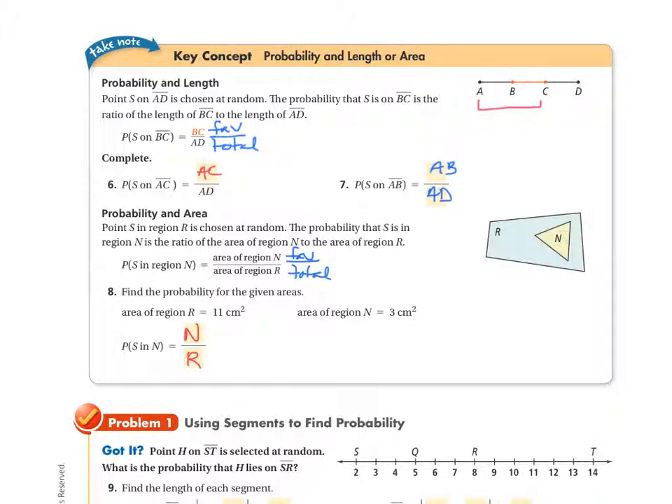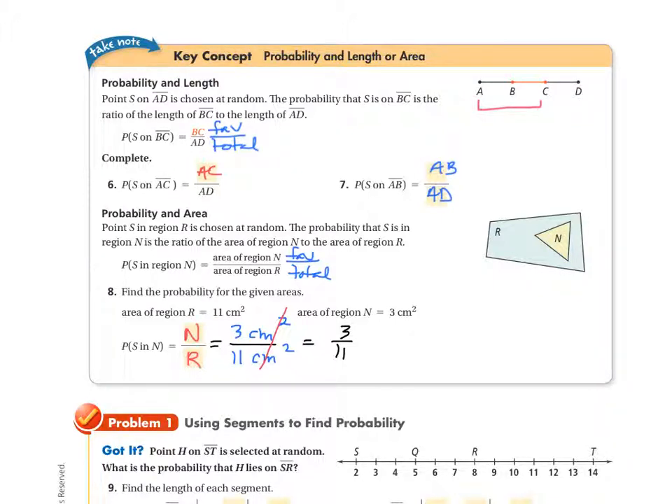And then, they've given us some values here. If the area of region R is 11 centimeters squared and the area of region N is 3 centimeters squared, we can actually figure out what that is. So it's equal to N is 3 centimeters squared, and R is 11 centimeters squared. Boy, they were tricky, putting them in reverse order. And so the centimeter squared completely cancels, and the 3 does not cancel into the 11, so your answer is 3 over 11, or you can use your calculator and turn that into a decimal.